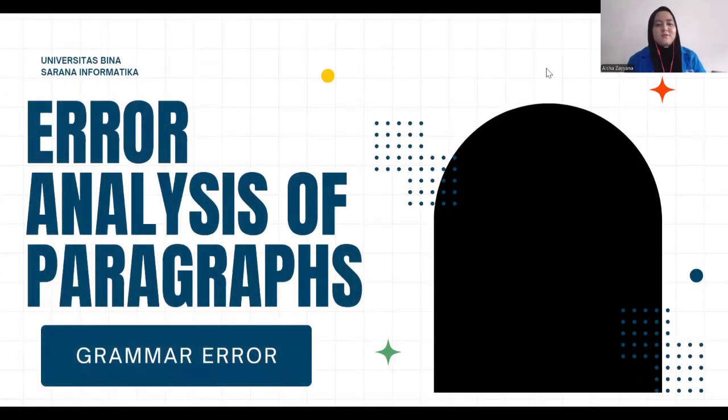Moving on to error analysis of paragraphs. We're here to detect grammar errors.